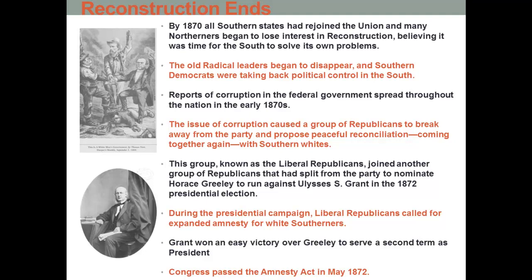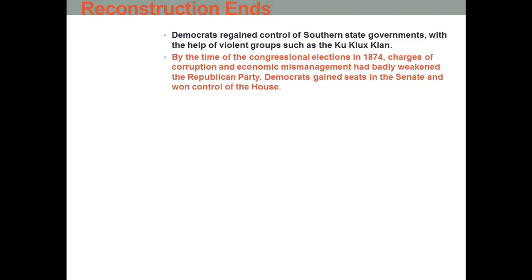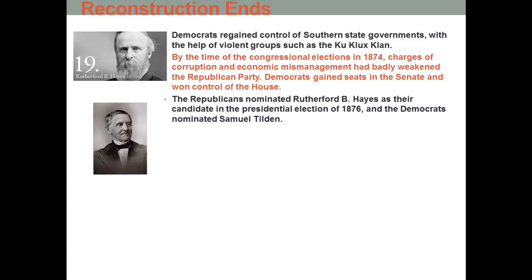in May of 1872. Democrats regained control of Southern state governments with the help of violent groups such as the KKK. By the time of the congressional elections in 1874, charges of corruption and economic mismanagement had badly weakened the Republican Party. The Democrats easily gained seats in the Senate and won full control of the House of Representatives. The Republicans nominated Rutherford B. Hayes as their candidate in the 1876 presidential election, and the Democrats nominated Samuel Tilden.